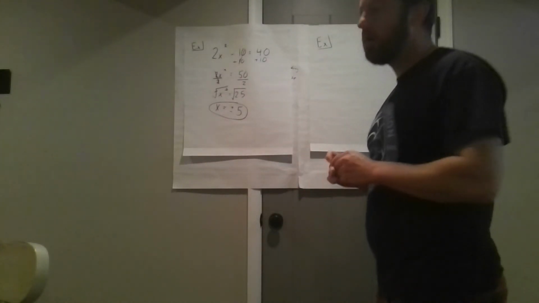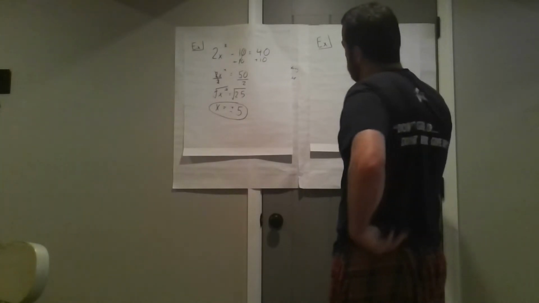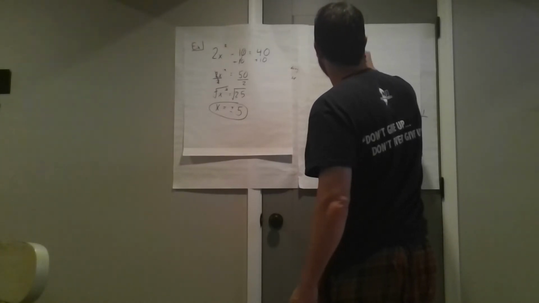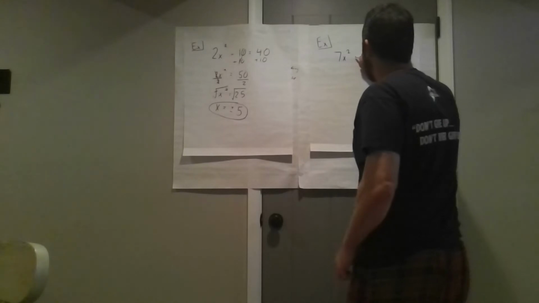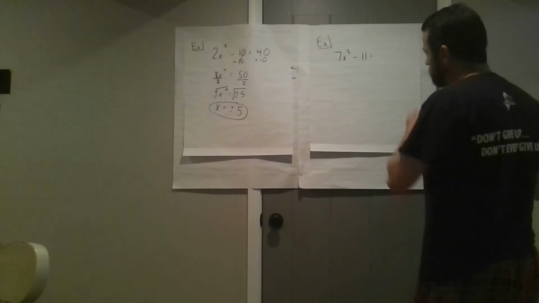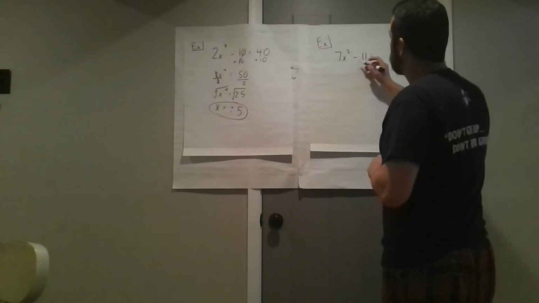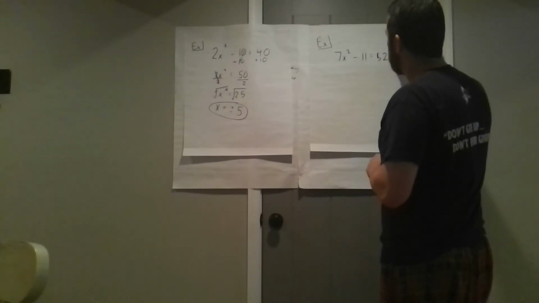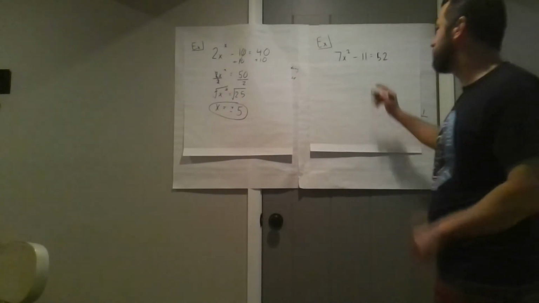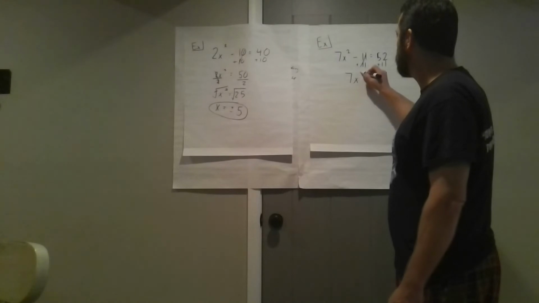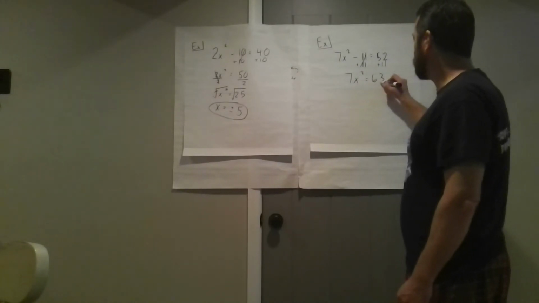Let's do more. Why not? Let's go with 7x squared minus 11 equals 52. I'm going to add the 11 to both sides. That's 7x squared equals 63.